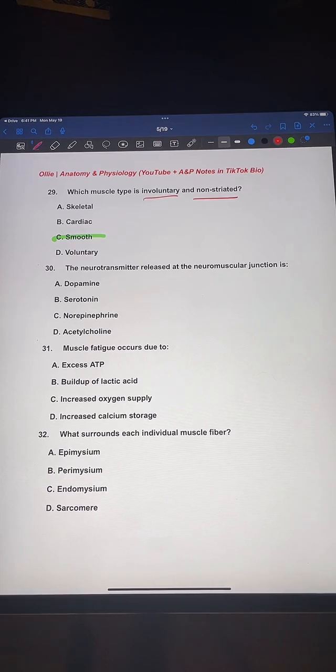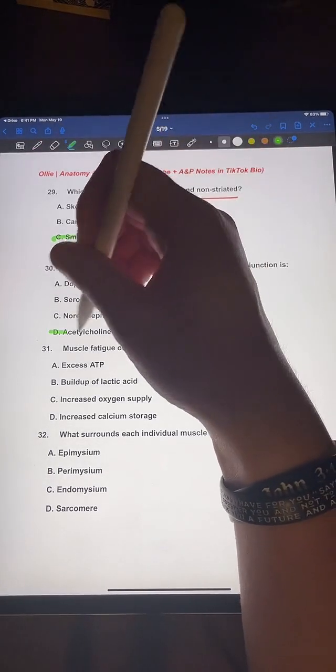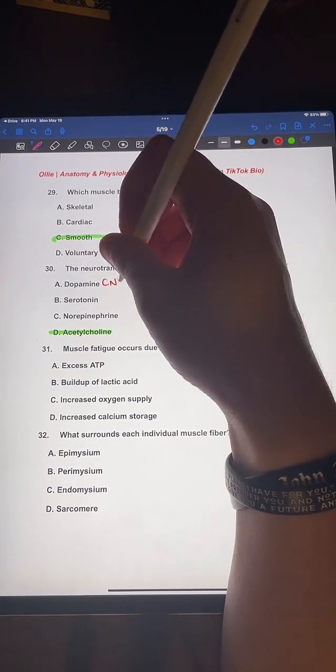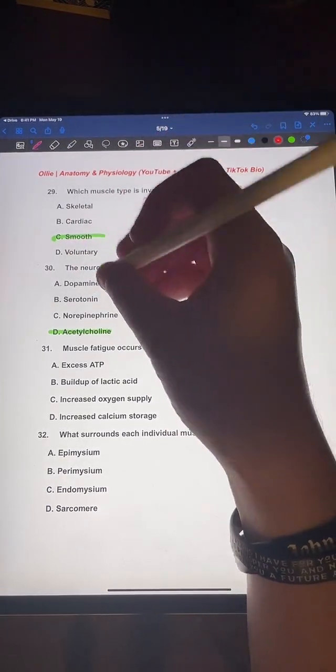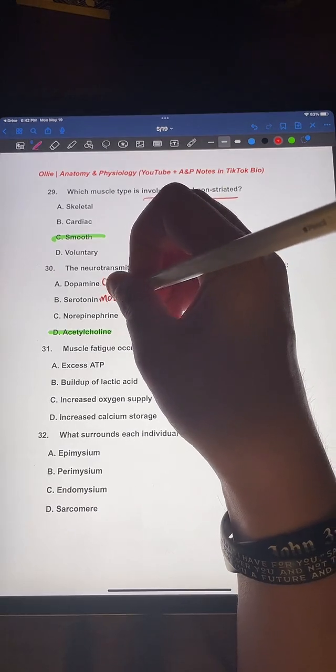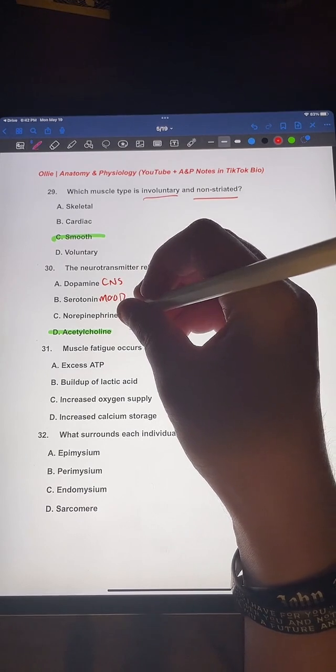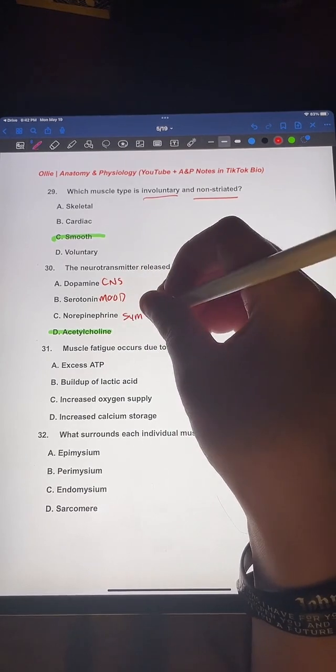But 30, the answer is D, it is acetylcholine. Acetylcholine gets released by the motor neuron that stimulates the muscle fibers. Dopamine is in the CNS. Serotonin is our mood related one. Norepinephrine is our sympathetic nervous system.